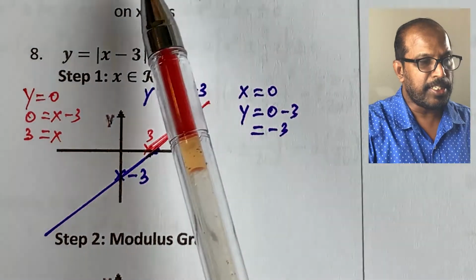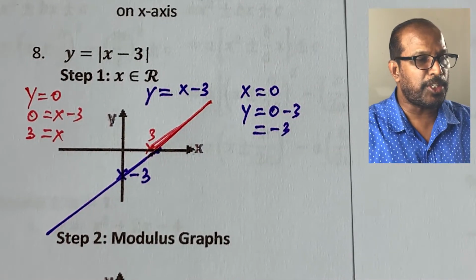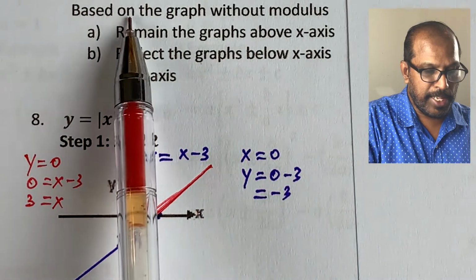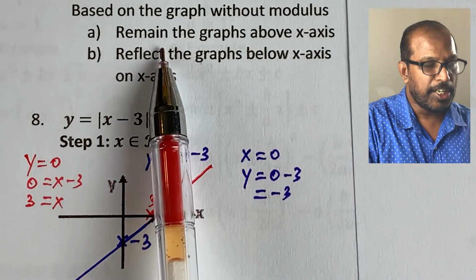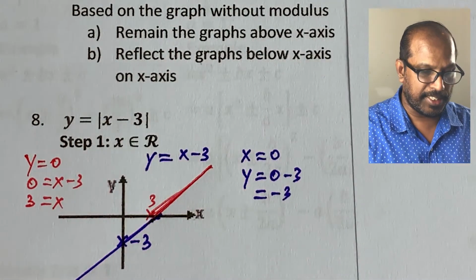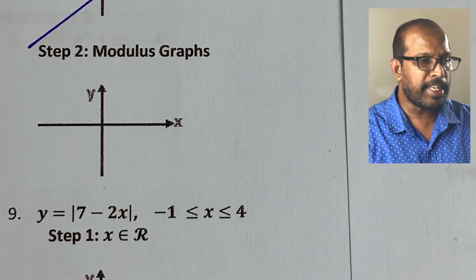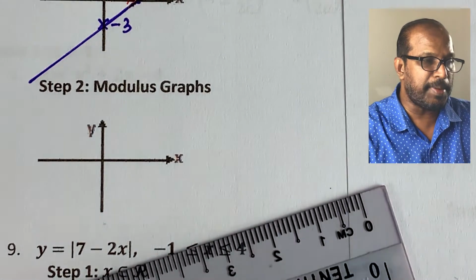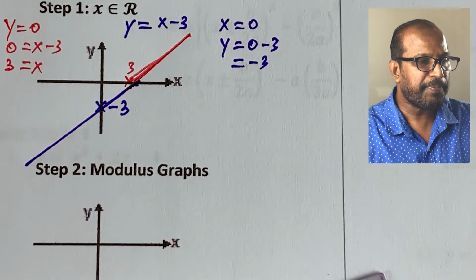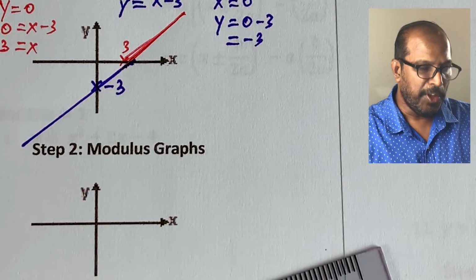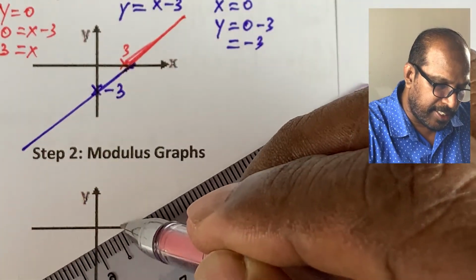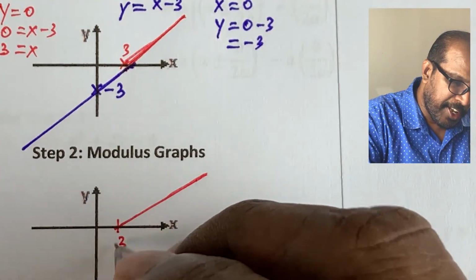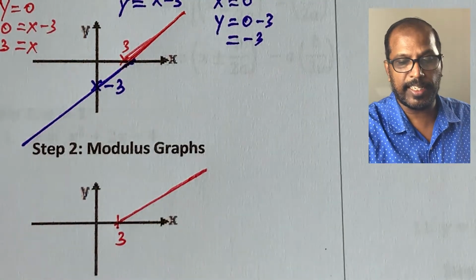Now let's look at the second instruction on how to draw the graph. What is the second condition? It says, based on the graph without the modulus, remain the graph above the x-axis. That means when you draw the modulus graph, you must remain the graph above the x-axis. This is the graph we did just now. Remain the graph above the x-axis, that means this part. Remain, the red color, remain. This is 3, remain above the x-axis.